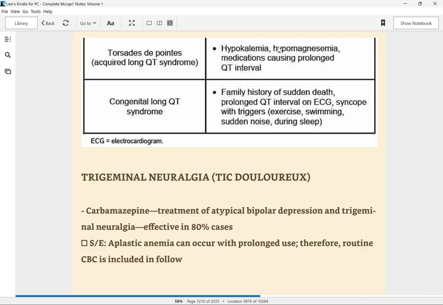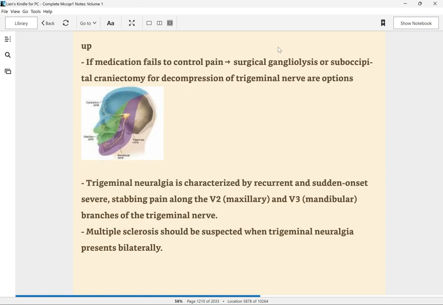Trigeminal neuralgia, Tic-Douloureux. Carbamazepine treatment of atypical bipolar depression and trigeminal neuralgia is effective in 80% of cases. Side effect: aplastic anemia can occur with prolonged use, therefore routine CBC is included in follow-up. If medication fails to control pain, surgical gangliolysis or suboccipital craniectomy for decompression of the trigeminal nerve are options.